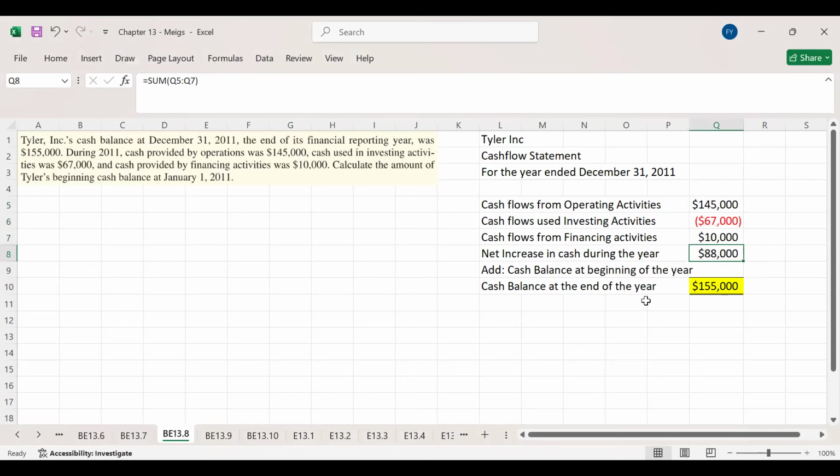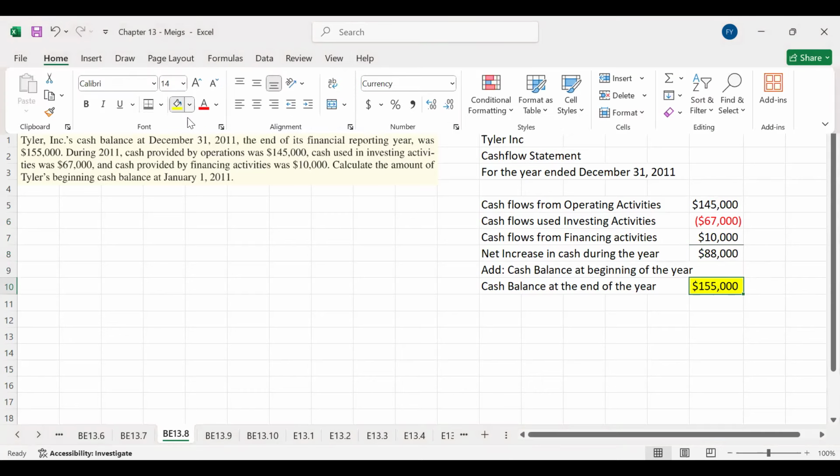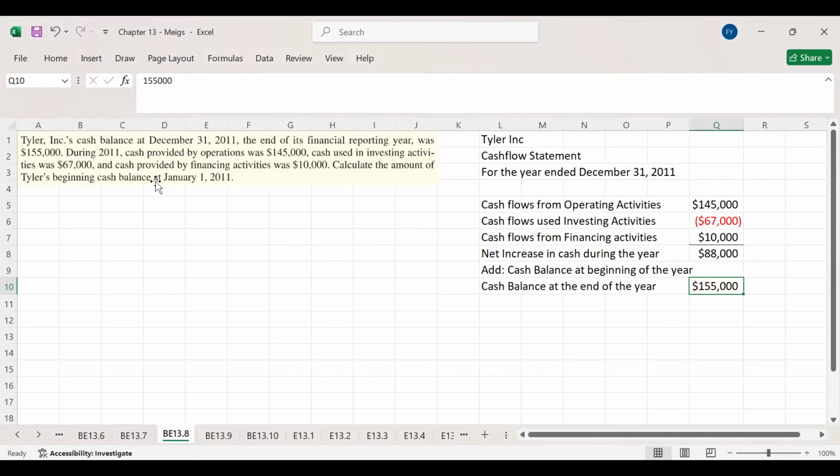Generally, we add net increase or decrease cash during the year in the beginning balance to get the closing balance. Now, we have net increase and decrease and the closing balance. So, opening balance is not given. Calculate the amount of beginning cash balance on January 1st. So, what we do, we simply take the difference of the net increase in cash and the ending balance.